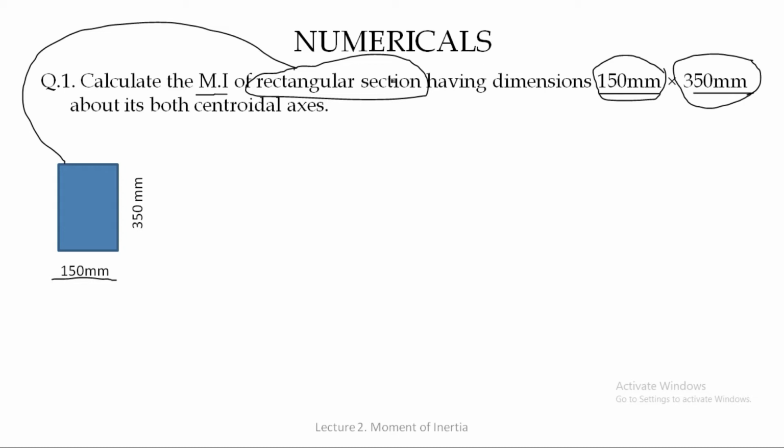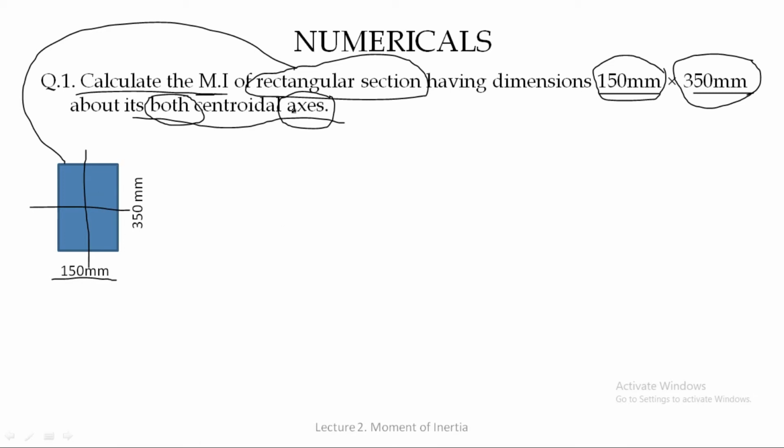Now moving forward, what have they asked us to find out? They have asked us to calculate the moment of inertia about both the centroidal axes. Remember, there will be two axes. There will be two centroidal axes for a rectangle. One will be the vertical centroidal axis and the other will be the horizontal centroidal axis. Okay, so when the word axes comes, or when both is written, what you have to do is calculate the moment of inertia about axes XX and YY.